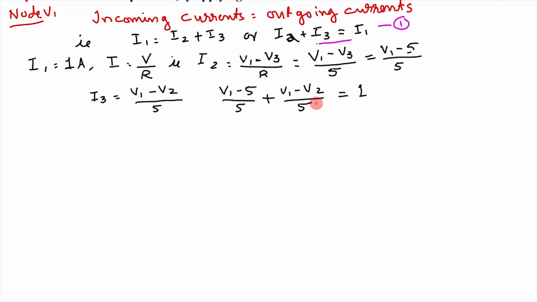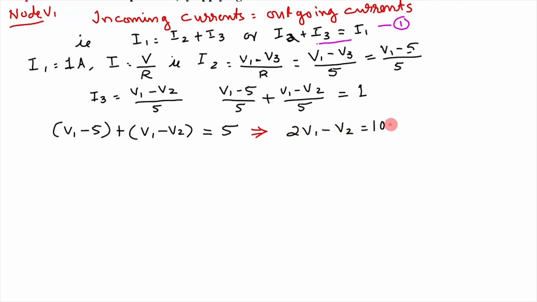Multiplying by 5, V1 minus 5 plus V1 minus V2 is equal to 5. Expanding and simplifying this one, we will get 2V1 minus V2 is equal to 10. Let this be equation number 2.